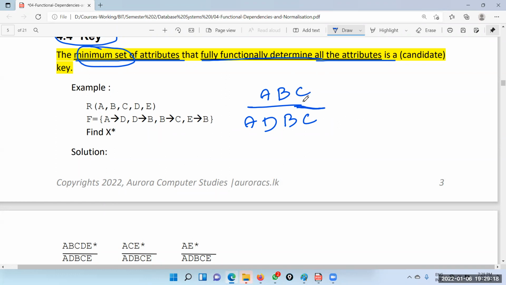What about A, B, and C? Now A determines A, those things are there. Additionally, C determines C, and that's it. Still nothing. Still E is not there. Then what about A, B, C, and D?